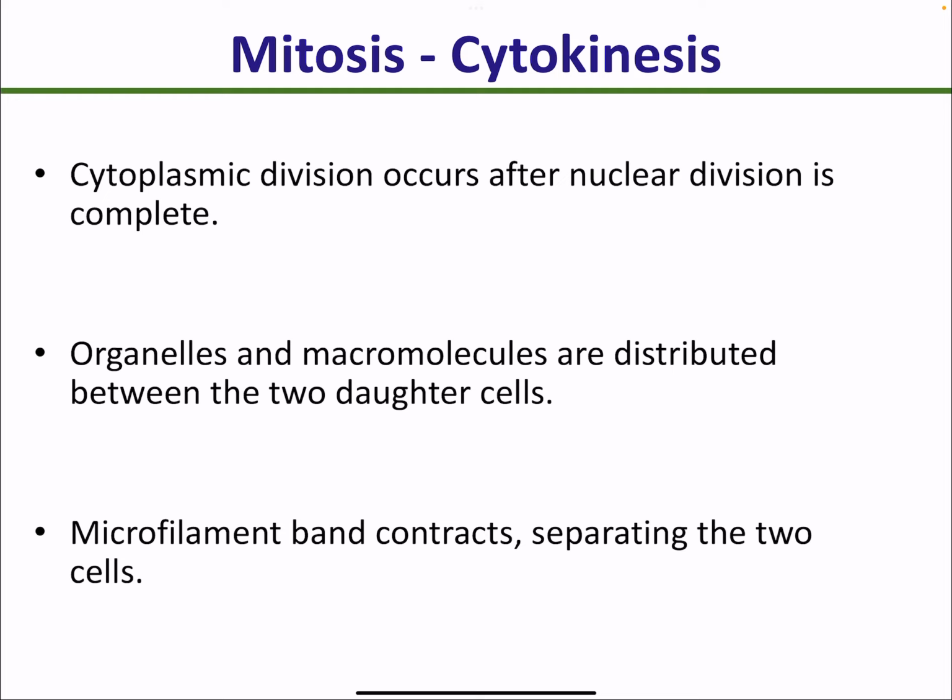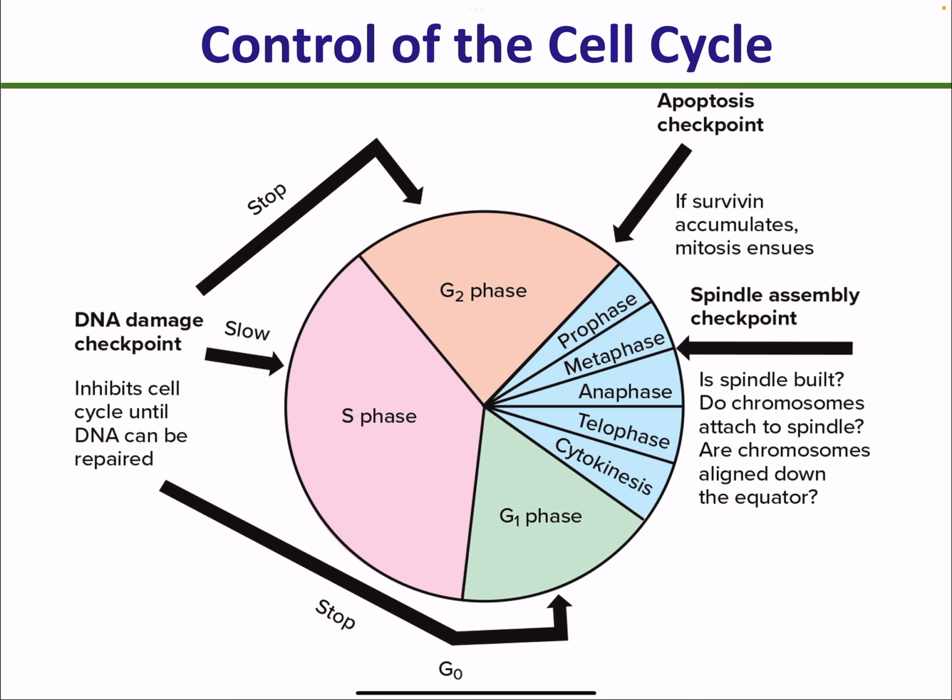So now we end up with cytokinesis. I already mentioned this. This is the division of the cytoplasm, right? The nuclear envelope has been developed, right? Organelles are going to be distributed. The macromolecules are going to be distributed into the two new daughter cells. The microfilaments are going to cause a split of the future two daughter cells into indeed two daughter cells.